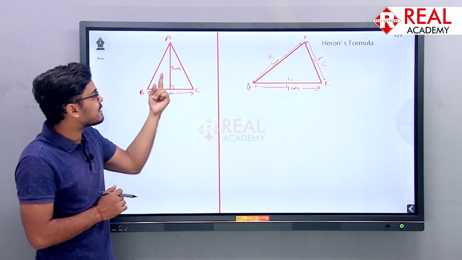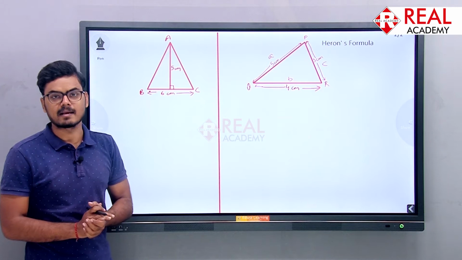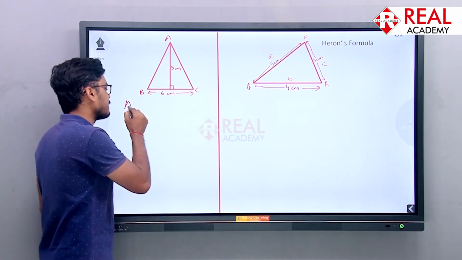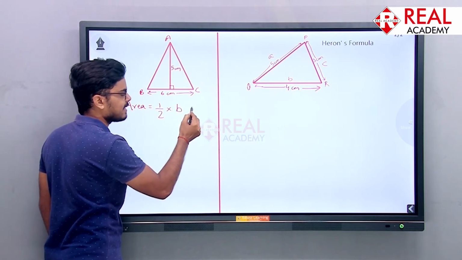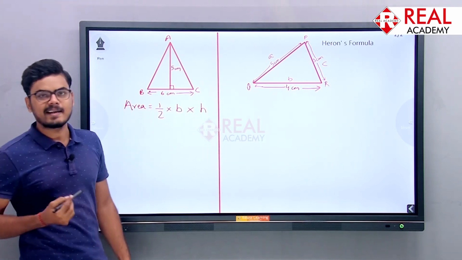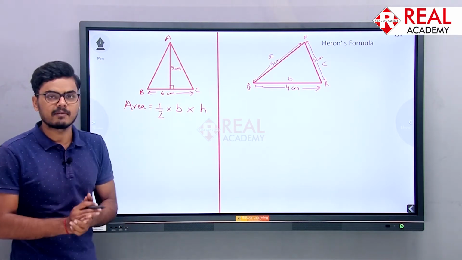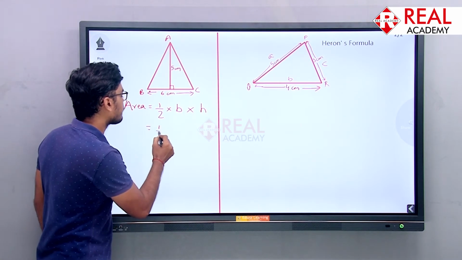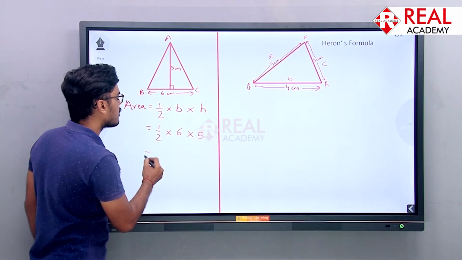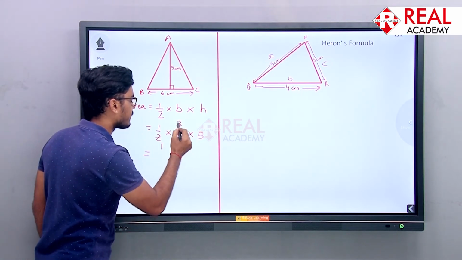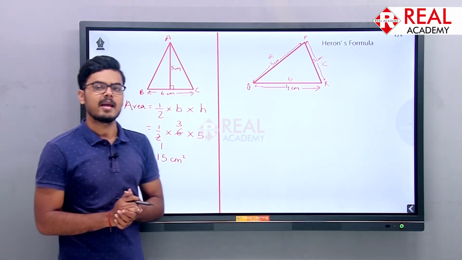If a triangle has height and base given in the question, we can easily find the area of that triangle by the formula: area of a triangle equals half multiplied by the base of that triangle multiplied by the height of that triangle. Here I can easily calculate it because base and height both are given to us. The base of the triangle is 6 cm and the height is 5 cm. So when I cancel this, we get the answer as 15 cm square. This is the area of triangle ABC.